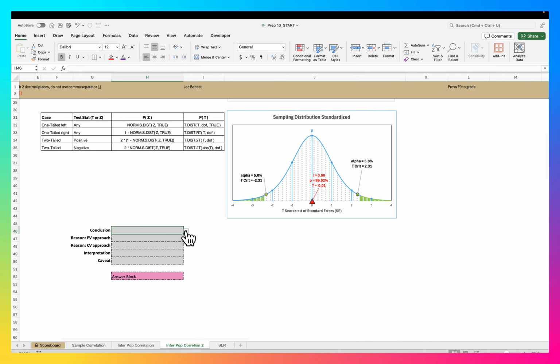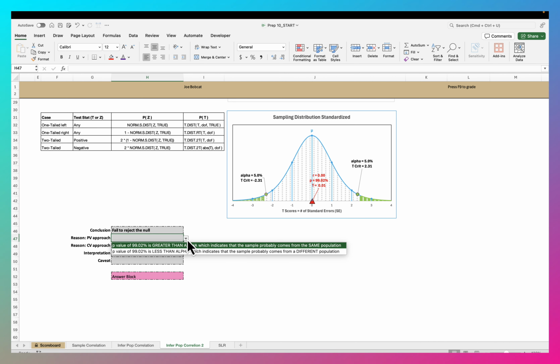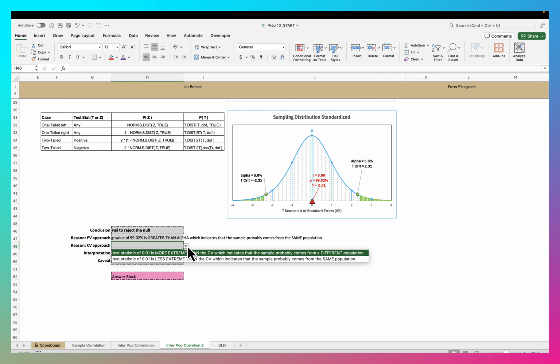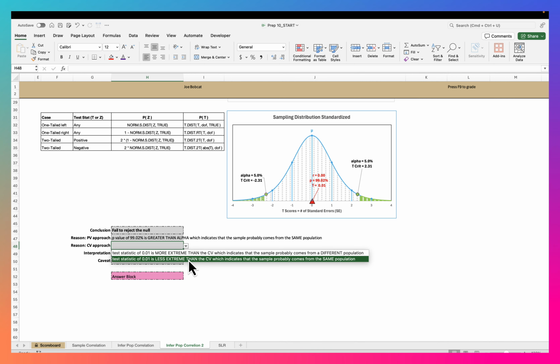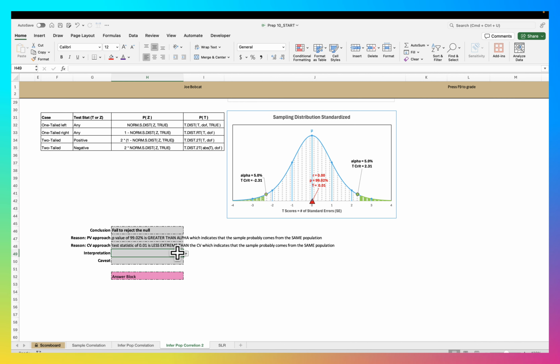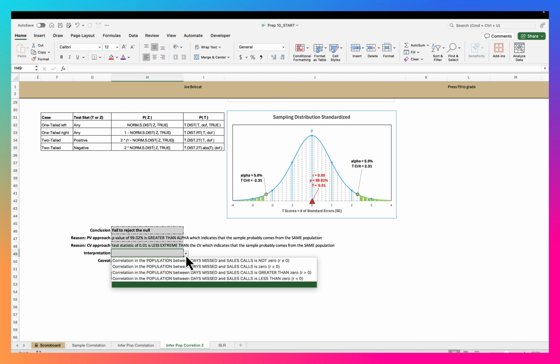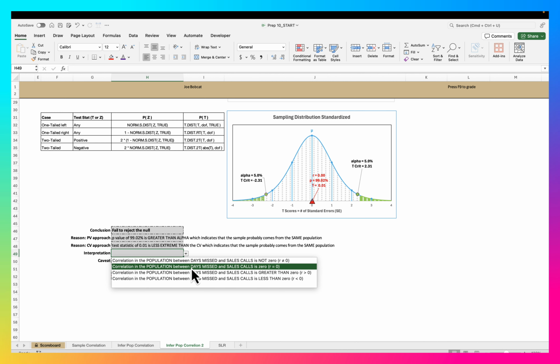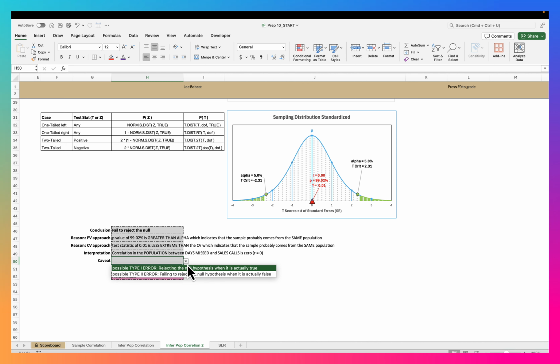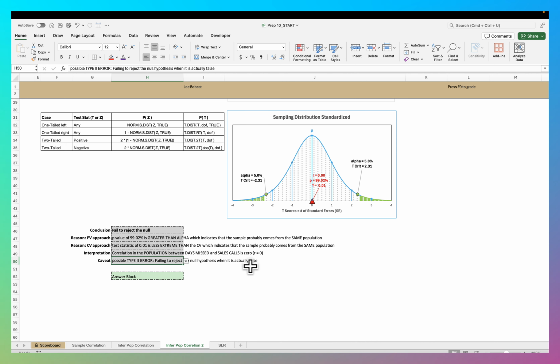And so our conclusion is fail to reject. It's a lot greater than alpha. It's the same population and less extreme than the critical value. And the interpretation is that the correlation is still zero in the population. We can't say that it's not. And it's possible there's a type 2 error, but really, really, really highly doubtful in this case.